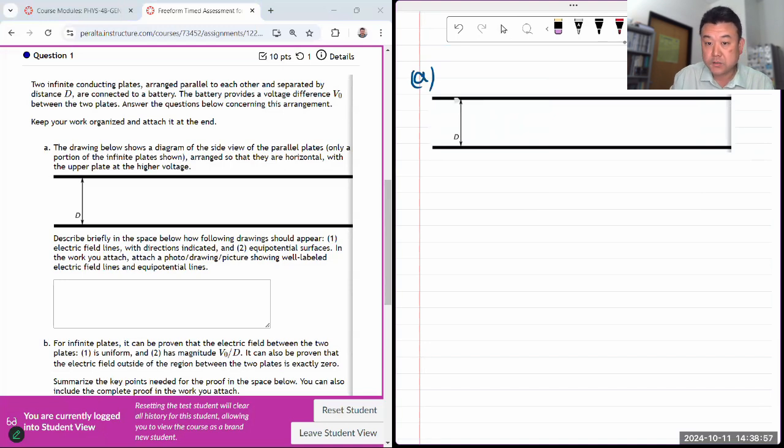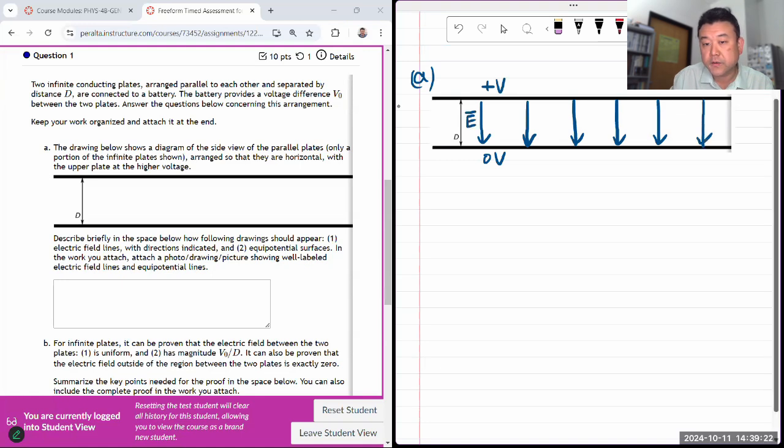So describe briefly how the following drawing should appear. Electric field lines should look something like this, from the upper plate at higher voltage. So plus V here, and I guess 0 volt here. Then electric field lines should look like this, and they should be equally spaced for a uniform electric field from one plate to the other. So that's my electric field.